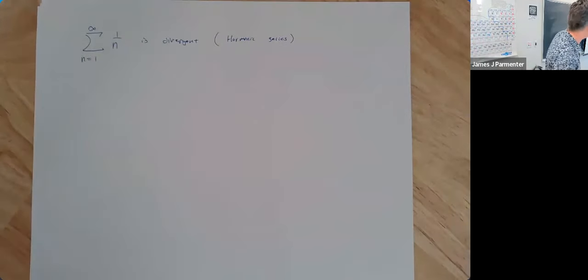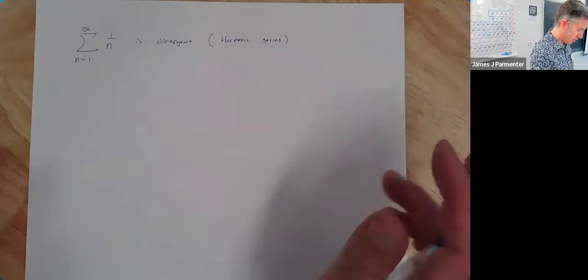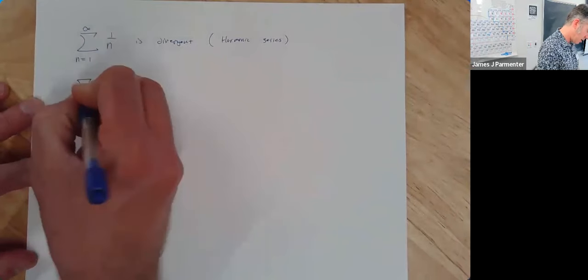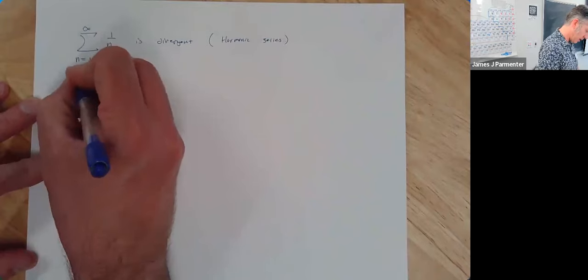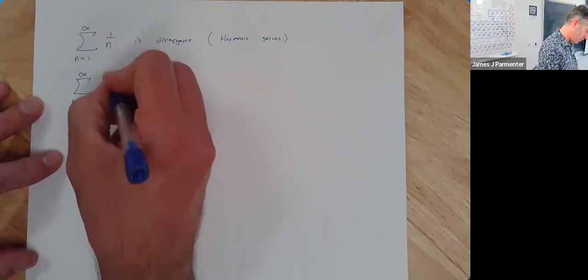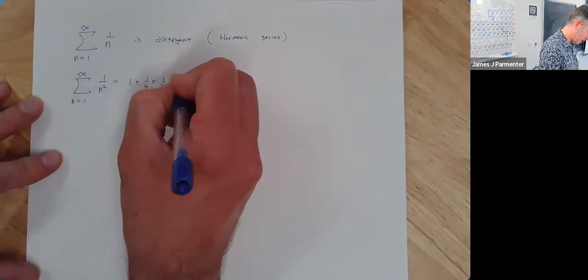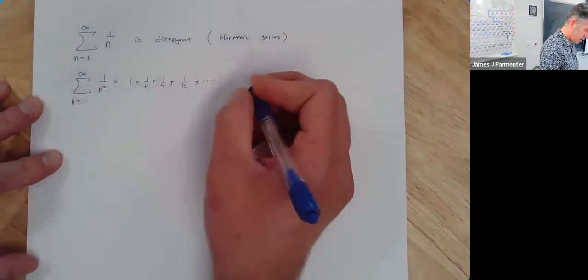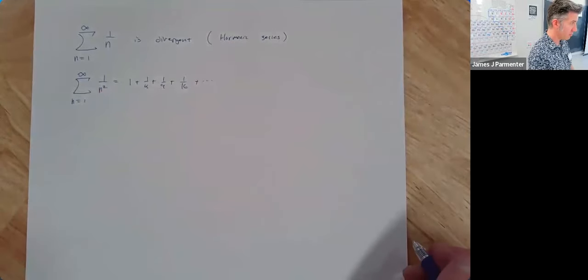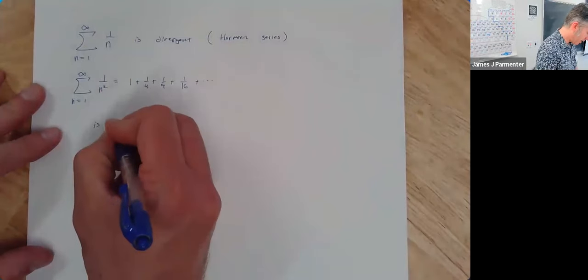And I will tell you that if you look at the sum from n equals 1 to infinity of 1/n², which is 1 plus the 4th plus the 9th plus the 16th, and so on and so on, that is convergent. Don't worry, we're going to talk about why in a minute.